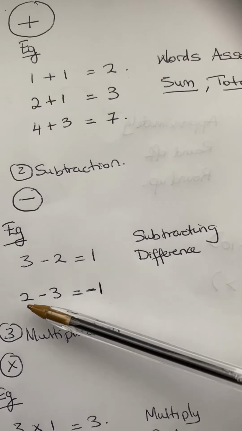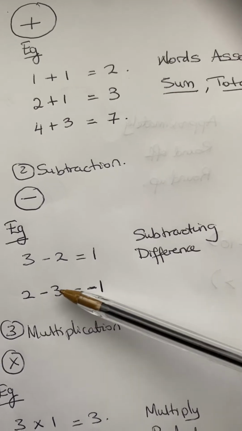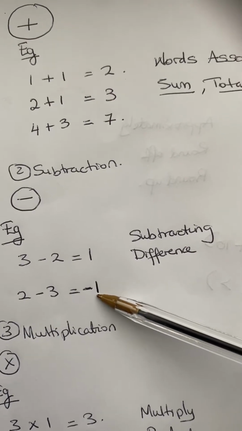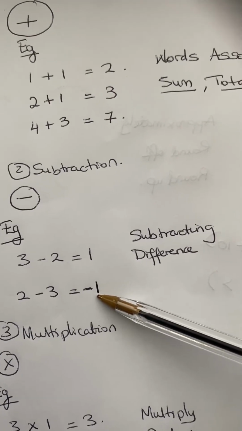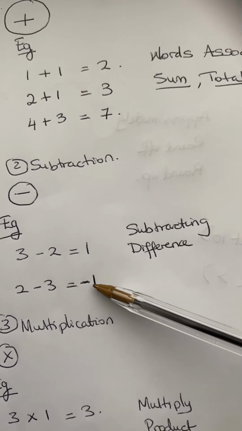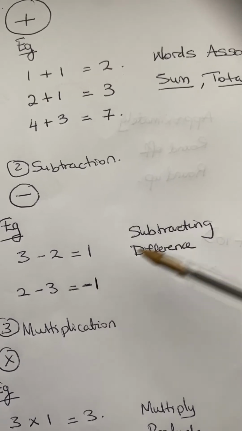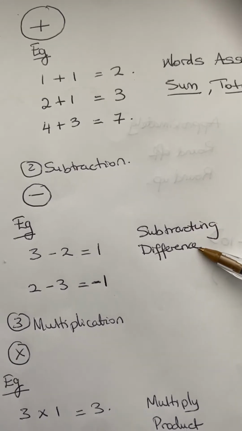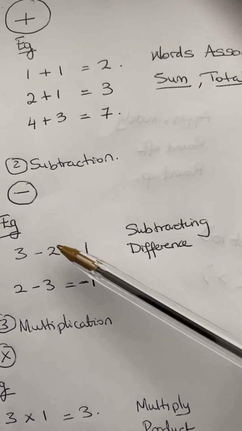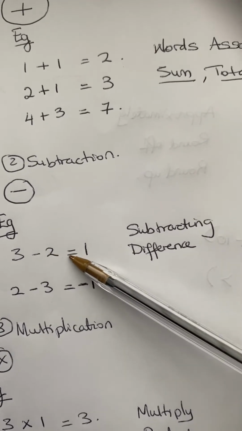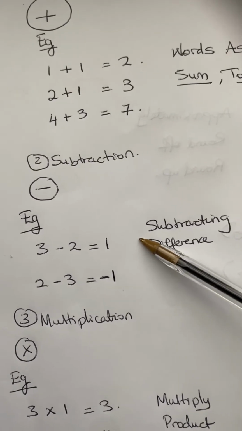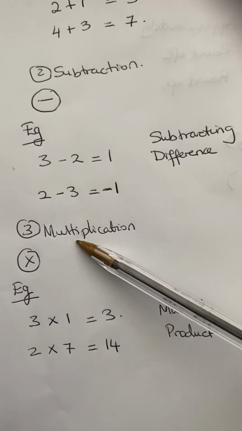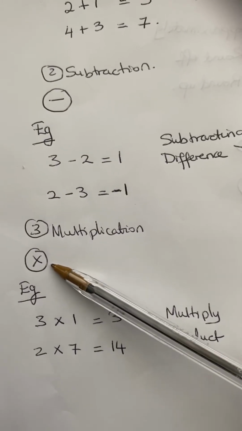But assuming you had 2 pounds and you decided to spend 3 pounds, then now you have to find an extra pound to pay for it. So that is the meaning of the minus. Normally you see words like subtracting and difference. So they'll ask you what is the difference between 3 and 2, and the answer will be what? A 1.